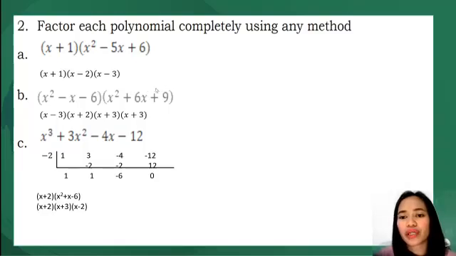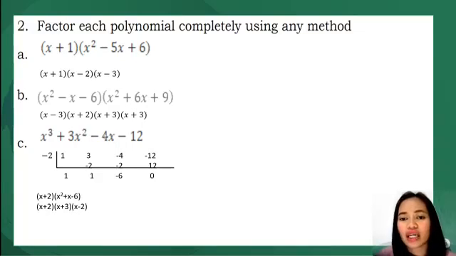And then we're going to take a look at the next one, x squared plus 6x plus 9. 9, what are the factors? 3 and 3. 3 plus 3, so we get 6. Since the sign is positive, we have common signs. The sign of the middle term is positive, therefore we have a positive and a positive. So we get x plus 3 times x plus 3.